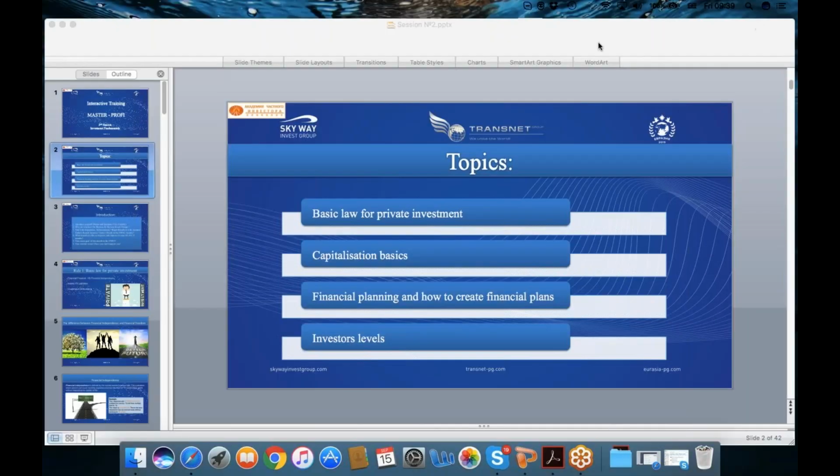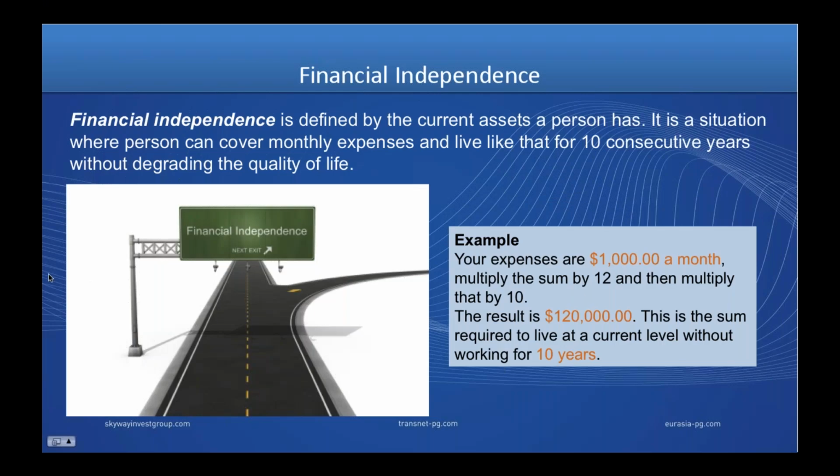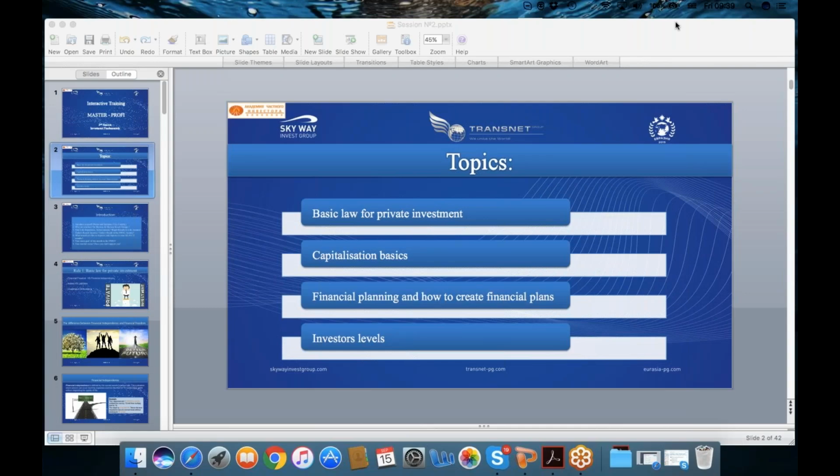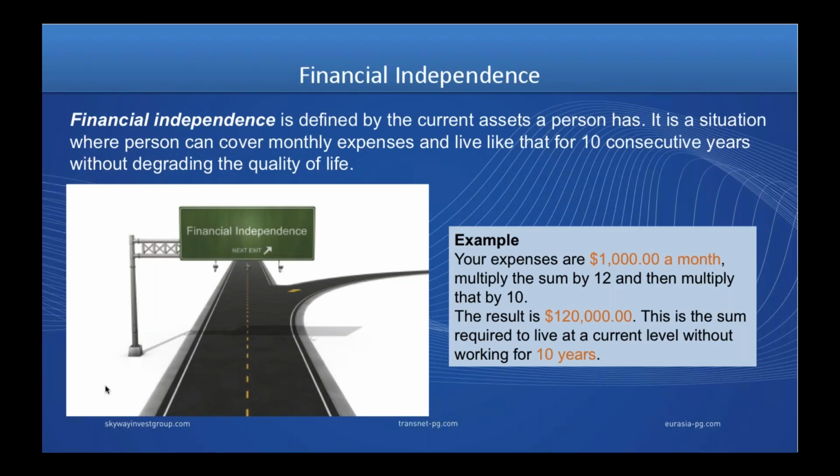Financial, I'm sorry, why does it keep jumping? Financial dependence. So financial dependence is defined by the current assets a person has. Oh, what is this? Sorry, my screen is jumping. Okay, I'm not going to touch the chat anymore. So if you want to ask something, use your voice, because it seems like every time I touch the chat, my slides disappear.